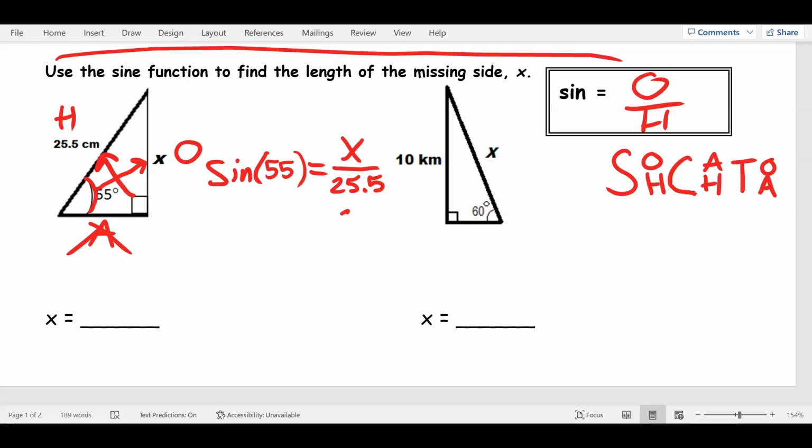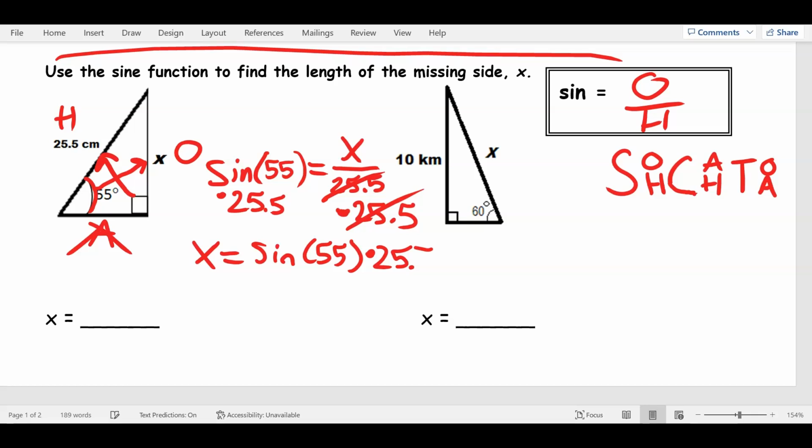Times 25.5 here, and then times 25.5 here. X is on top, I multiply on both sides. On the right side, the dividing and the multiplying cancel out. Now I'm going to rewrite it with X on the left. So X equals sine 55 times 25.5. Now that it's X equals, I can use my calculator and type this in.